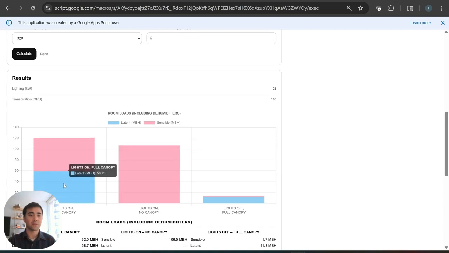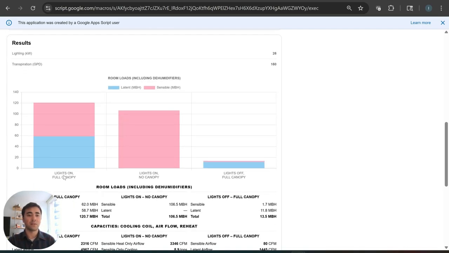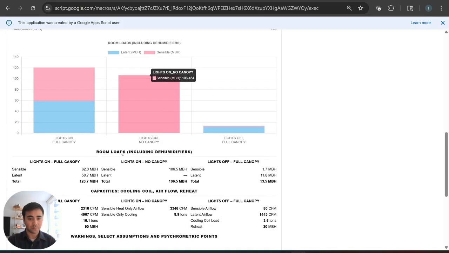All right, so first things first, notice that the loads change. Now the first bar, lights on load with plants, is now taller than lights on without plants. That's due to the heat from the dehumidifiers. The lights off load no longer has a negative sensible load, and that is also due to the heat from the dehumidifiers. And then both the latent loads, lights on and lights off, have been reduced.